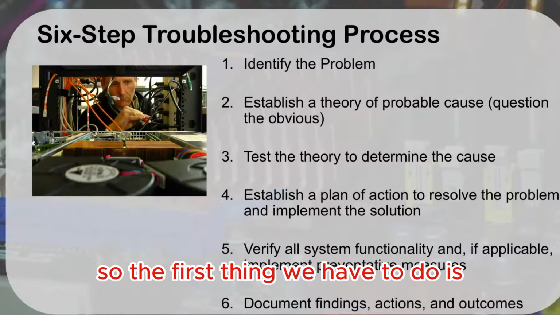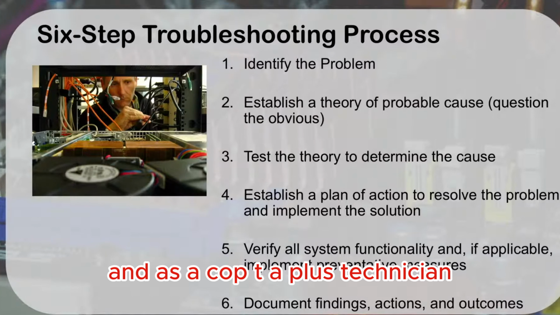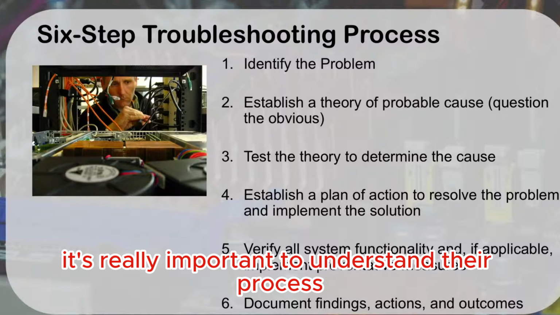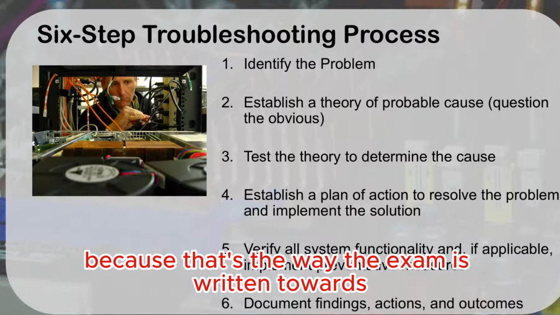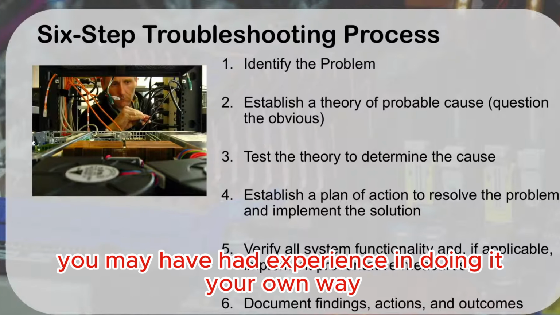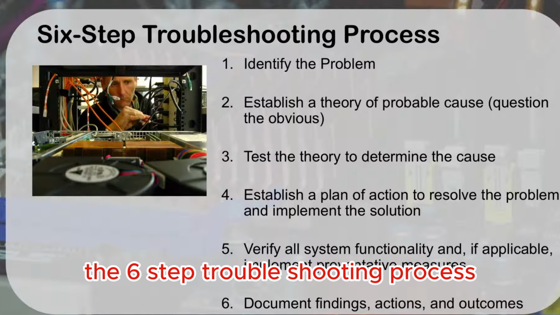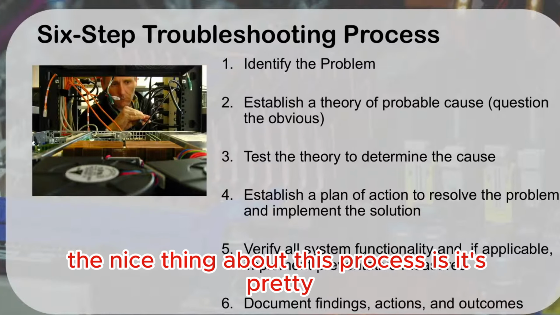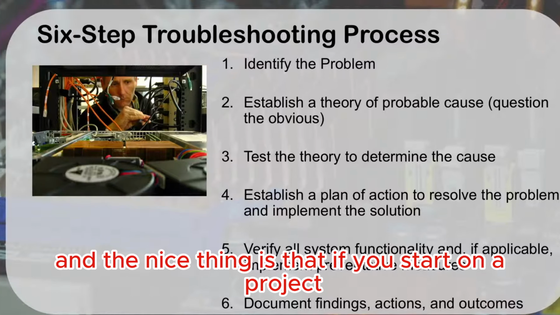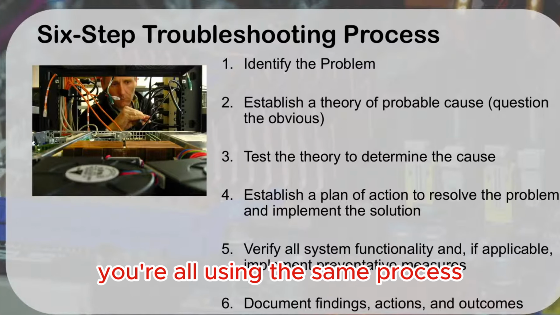So the first thing we have to do is talk about our troubleshooting process. As a CompTIA A+ technician, they have a 6-step troubleshooting process that we should use. It's really important to understand their process because that's the way the exam is written towards. Even if you've been a technician before, you may have had experience doing it your own way. For the exam, you always have to understand the 6-step troubleshooting process. The nice thing about this process is it's relatively straightforward. And if you start on a project and you have to turn over to another technician, you're all using the same process.